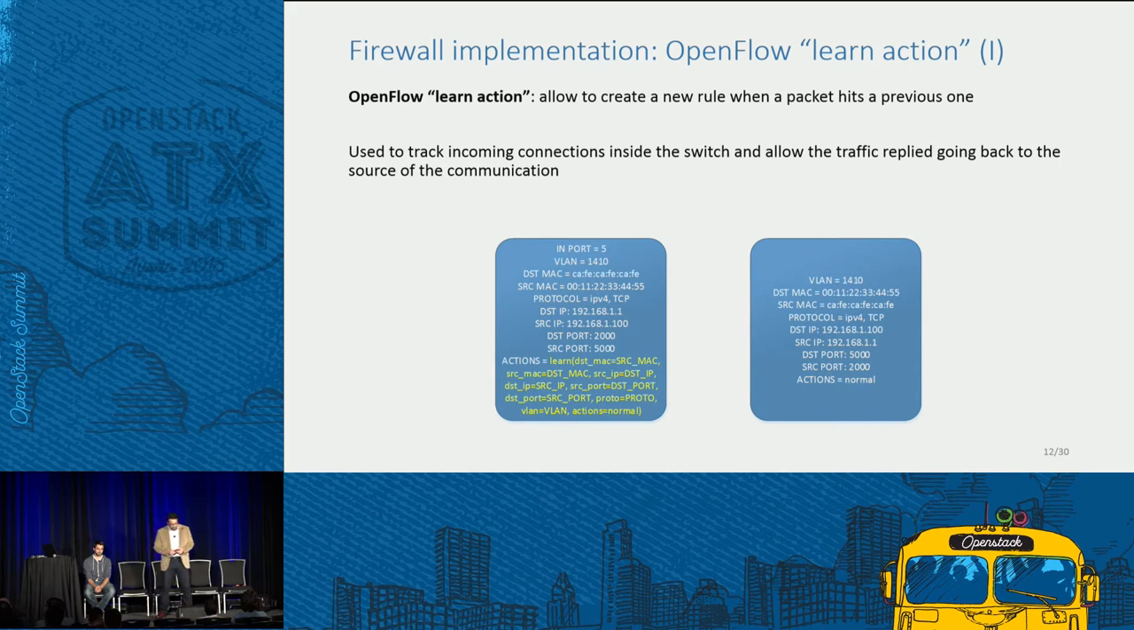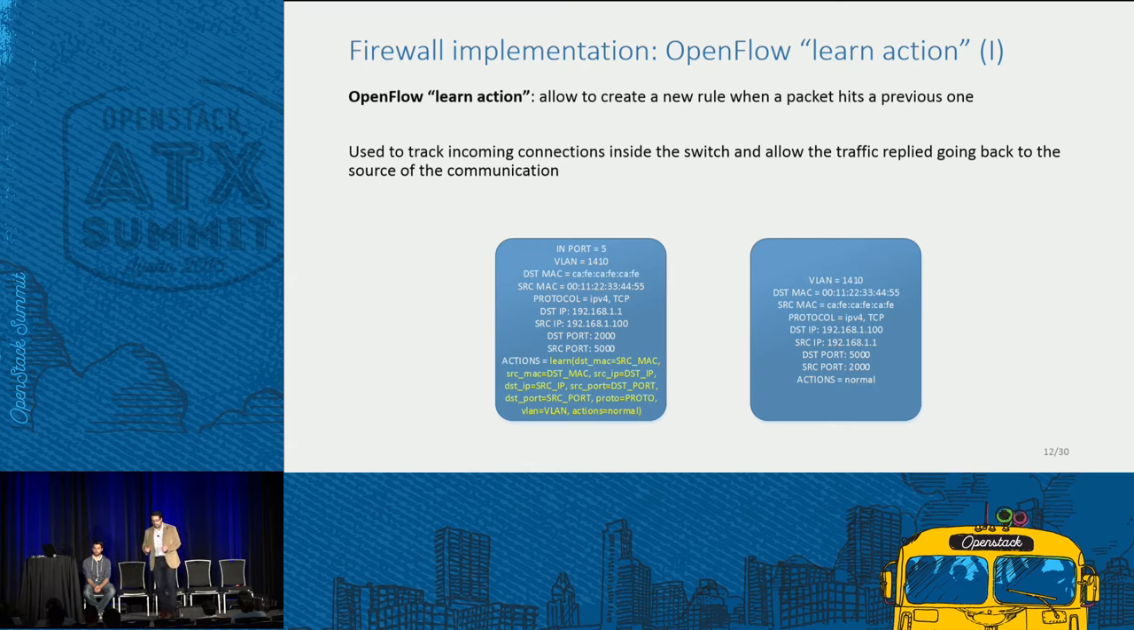Let me talk to you about the first implementation we made for this firewall using OVS. First of all, against the iptables firewall, which is already implemented in Neutron, those new firewalls are using OpenFlow natively. So all the packet filtering is being done inside Open vSwitch. The first one uses the learn action, which is an OpenFlow action you can use in OpenFlow.